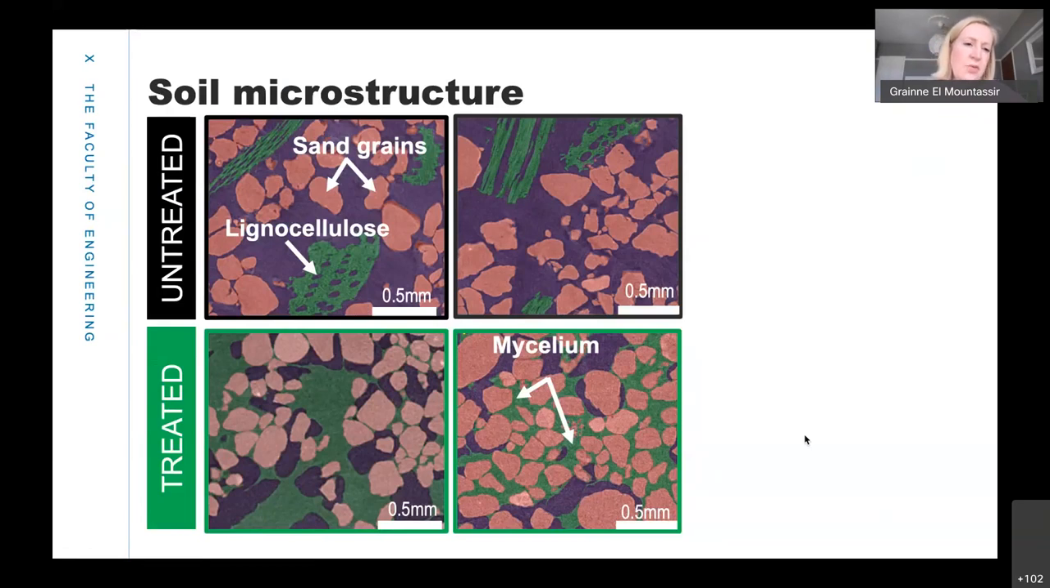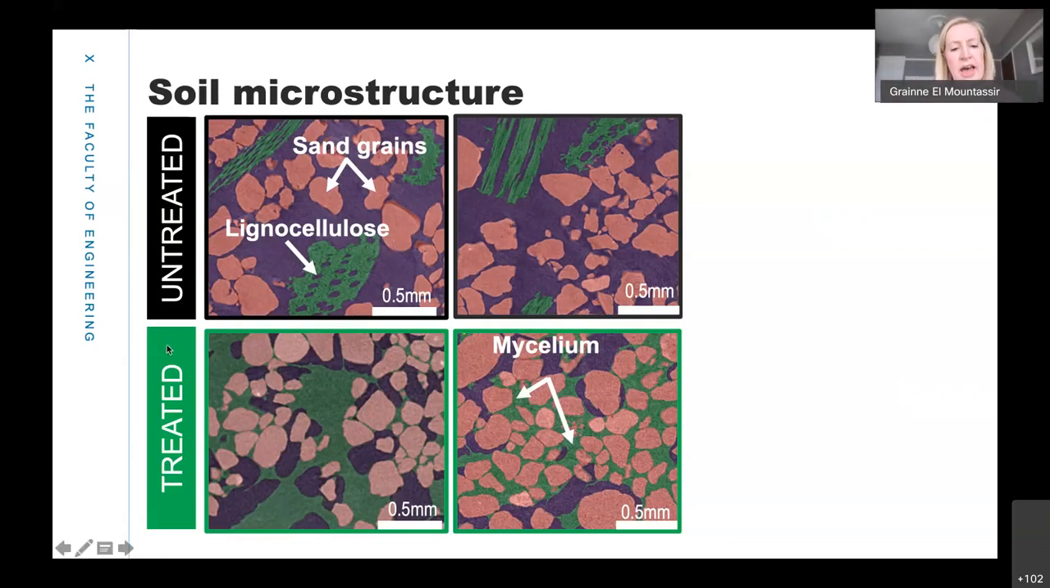So if we have a look at what's happening to the soil microstructure as we are growing fungal mycelium within it. First of all, we start at the top with the untreated specimens. These are micro XCT images that have been thresholded to show us the sand grains in the untreated and the lignocellulose. You can see the large angular shapes of the lignocellulose, and in the untreated we have separate grains and separate lignocellulose in the arrangement.